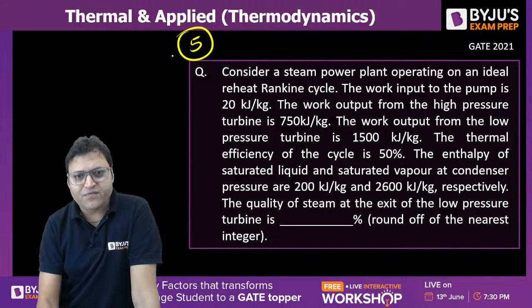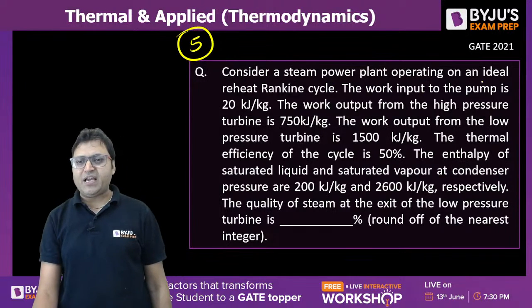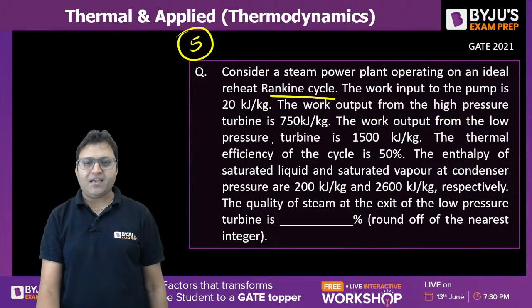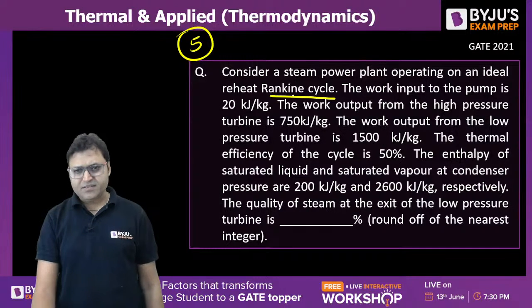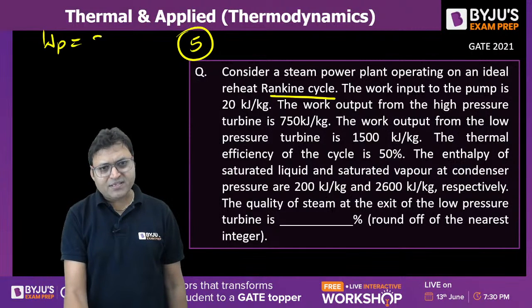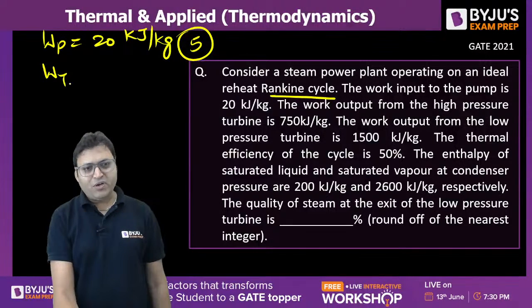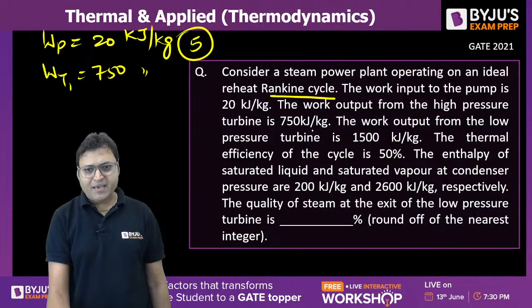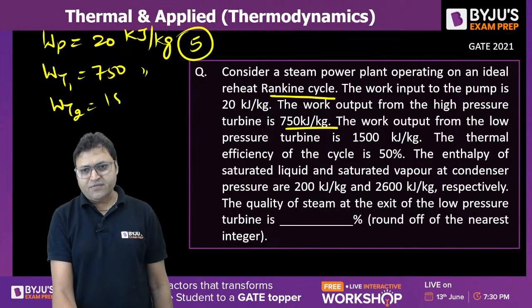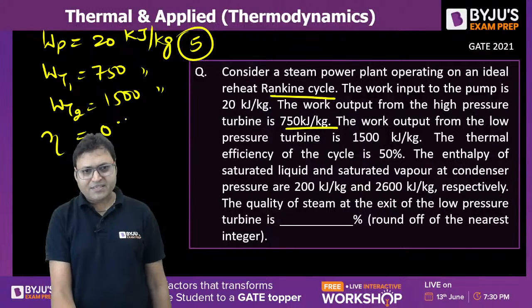Question number 5. Read the question. Consider a steam power plant operating on an ideal reheat Rankine cycle. In the Rankine cycle, there is a phase change. The work input to the pump is 20 kilojoule per kg. WP is equal to 20 kilojoule per kg. That is the specific work. The work output from the high pressure turbine is WT1, 750 kilojoule per kg, and the work output from the low pressure turbine, that is WT2, is 1500 kilojoule per kg. The thermal efficiency of the cycle is 50%.